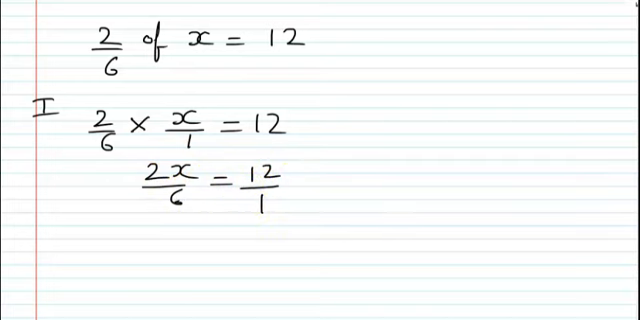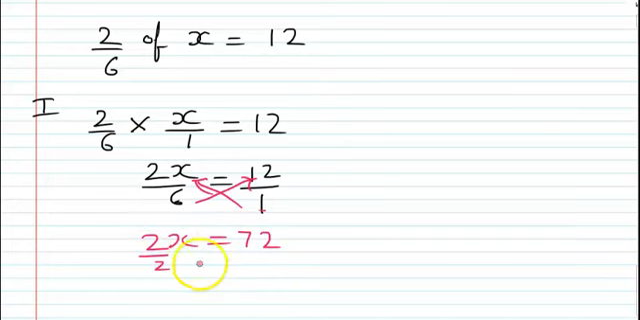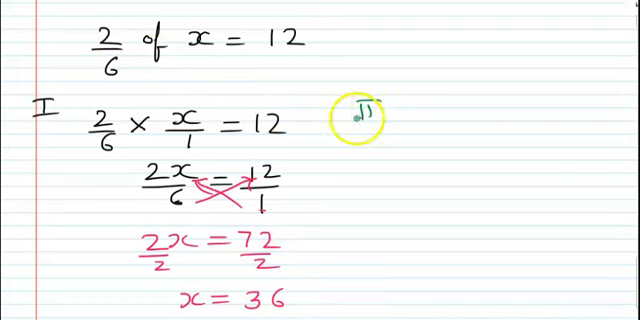Now you do cross multiply. 1 times 2x is 2x, and 6 times 12 is 72, and you divide by 2 both sides. So x we got is 36. And the second method is very easy.